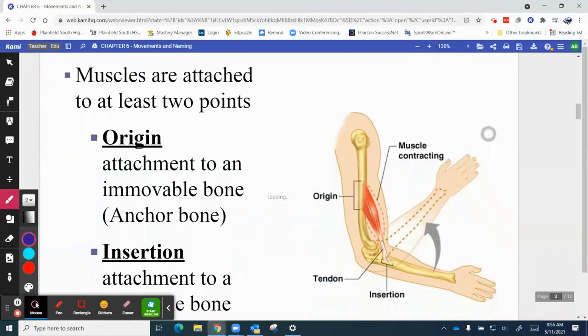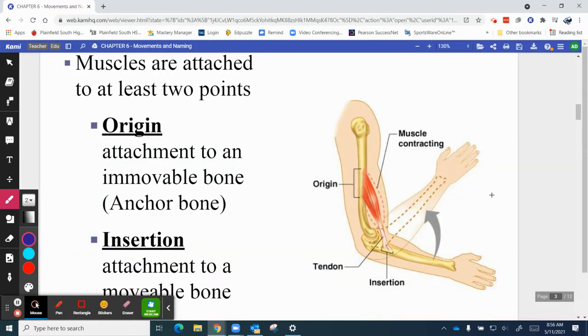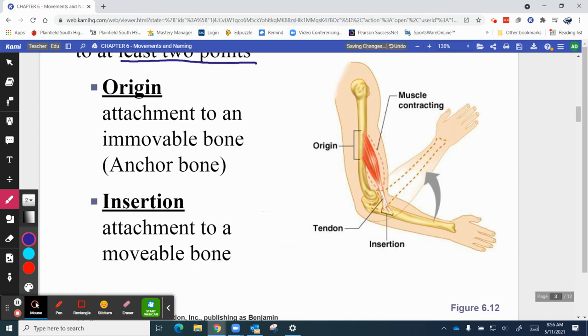Those muscles have two basic attachment points. Some of them have more, but they have at least two attachment points. The first one is what's referred to as the origin. This is its attachment to the immovable bone, a lot of times referred to as the anchor. In a bicep curl, you're trying to keep the upper portion of your arm stable while you're doing that curl. So really the movement is at the elbow, not at the shoulder.